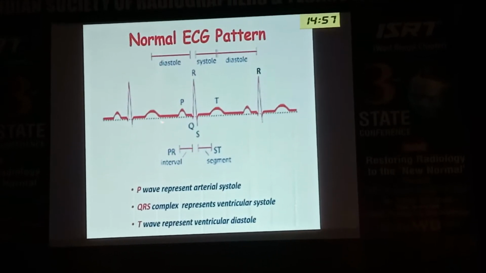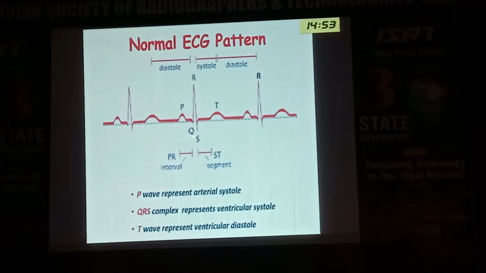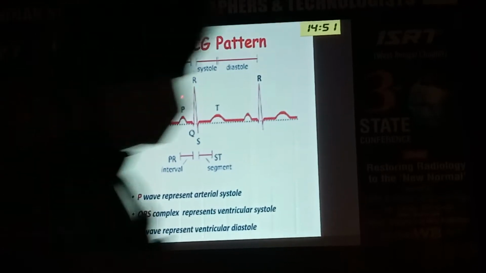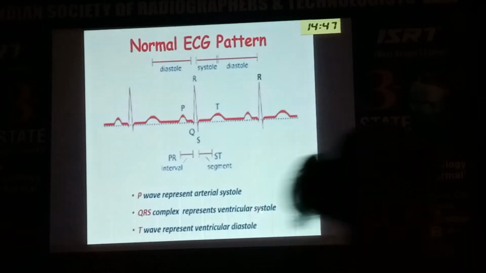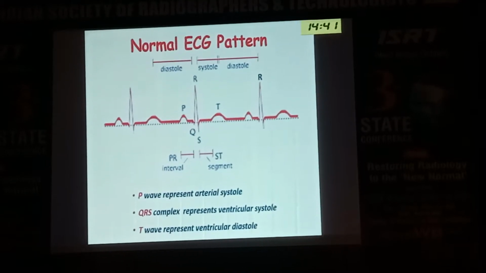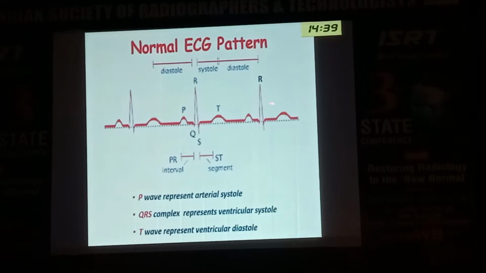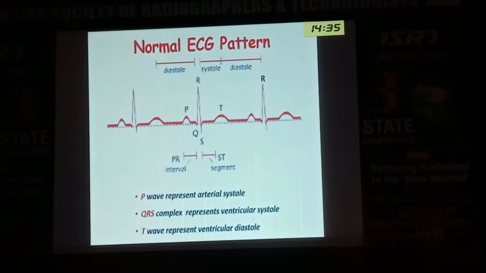So the P wave represents the atrial systole. The Q, R, S peak, this is the complex one. The QRS complex represents ventricular systole, that is the left ventricle contraction. Then the T wave represents the ventricular diastole. So this is the basic normal ECG pattern, all of you are familiar with this.